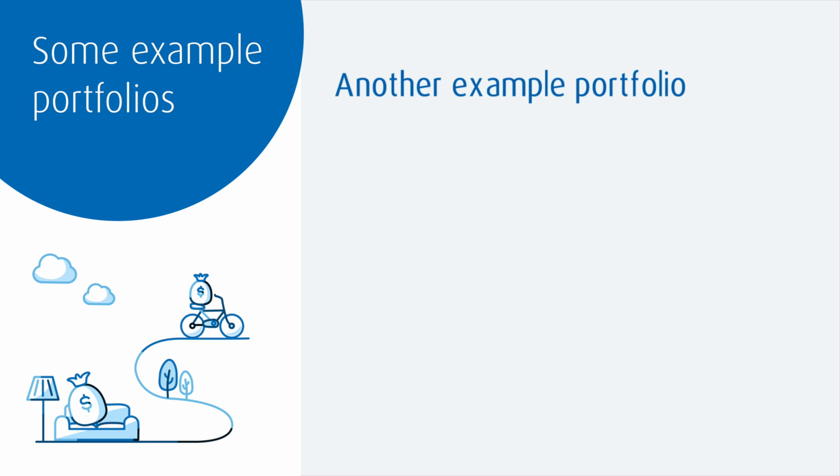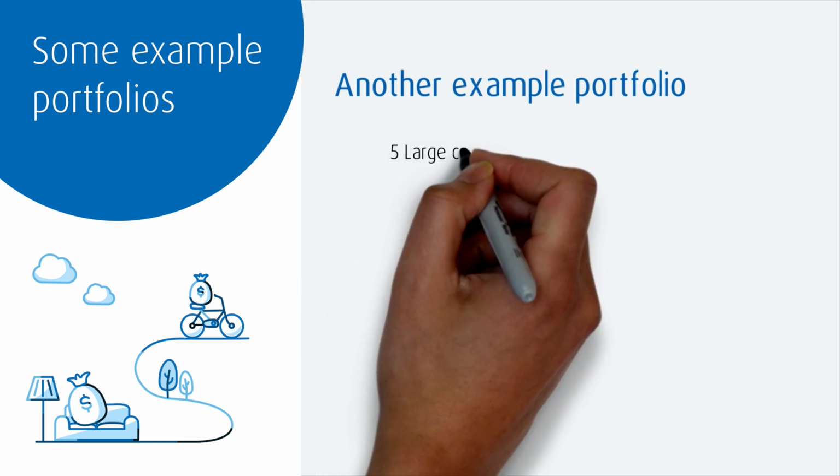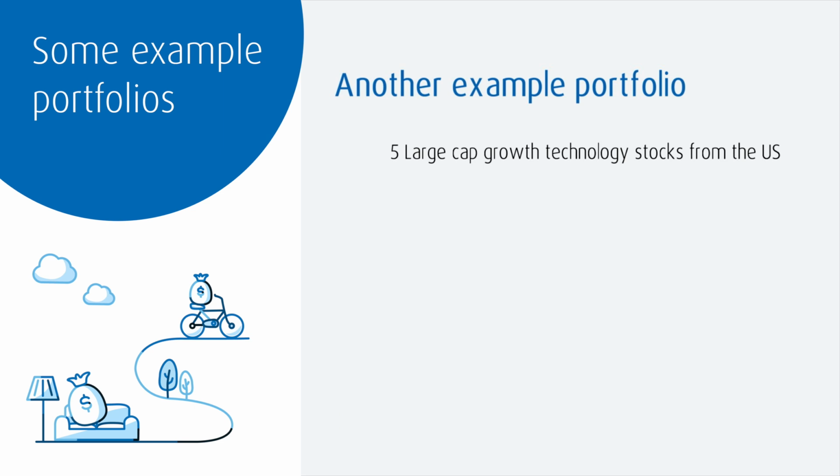Suppose we have an investor who started investing in technology stocks. They initially bought 5 stocks that were all large cap growth stocks from the US. This wouldn't be a very diversified portfolio at all. They decide they want to build out their portfolio and reduce their risk. They might use an actively managed fixed income mutual fund to make up 30% of their portfolio.